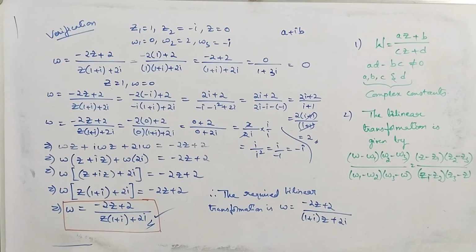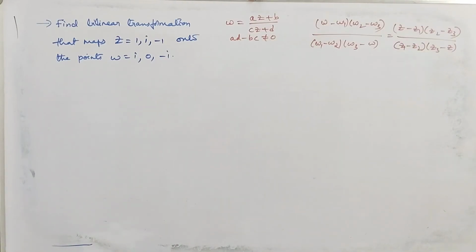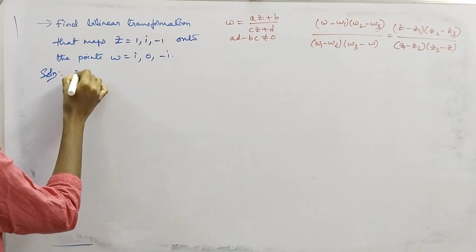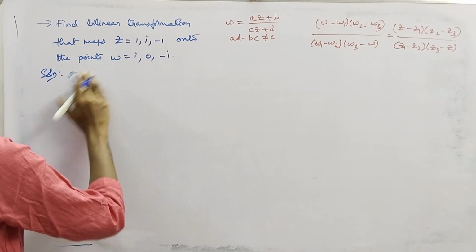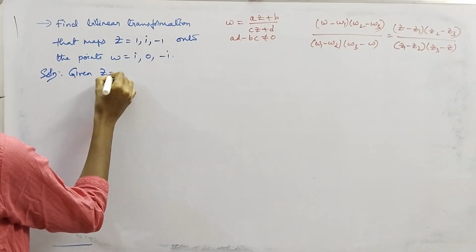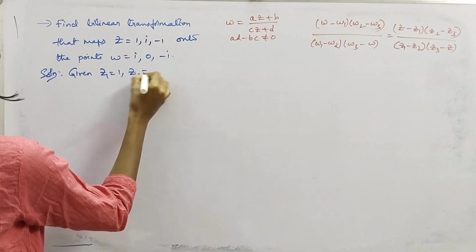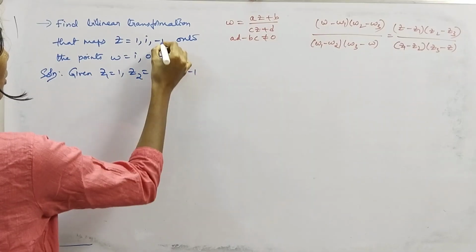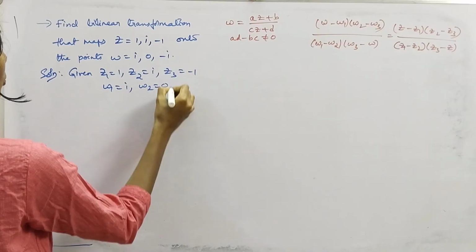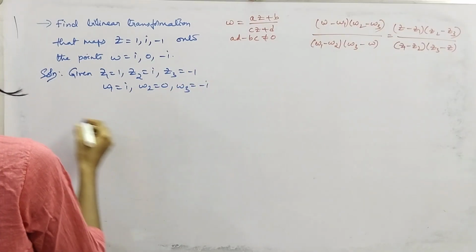Let's see another problem. So here is the second problem. Find the bilinear transformation that maps z onto the points omega. Okay, let's see. Given z1 equal to 1, z2 equal to i, and z3 equal to minus 1, and omega 1 equal to i, omega 2 equal to 0, omega 3 equal to minus i.